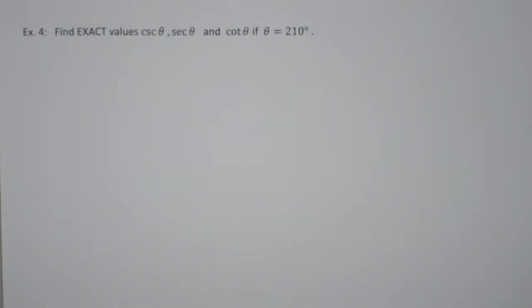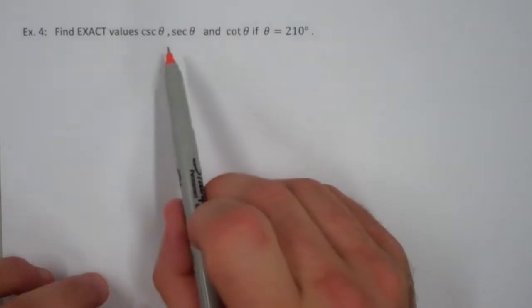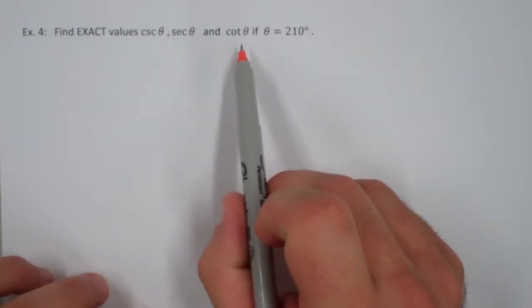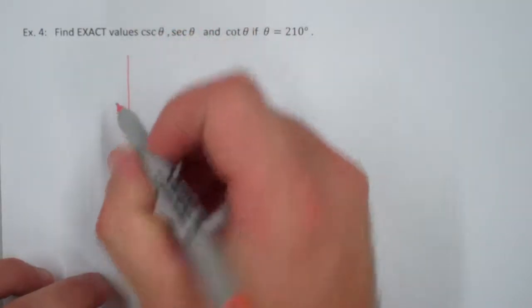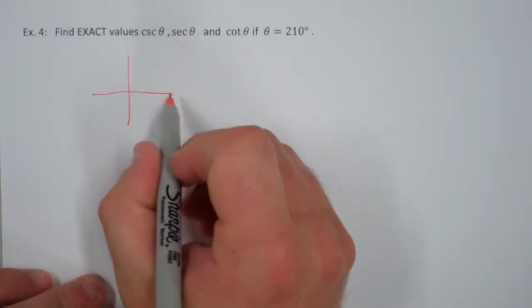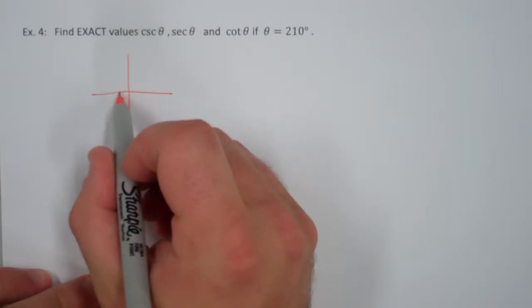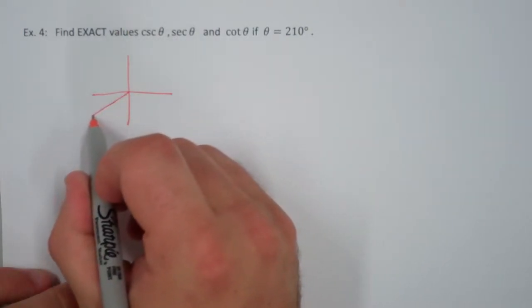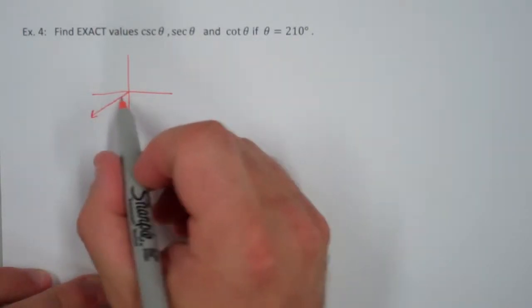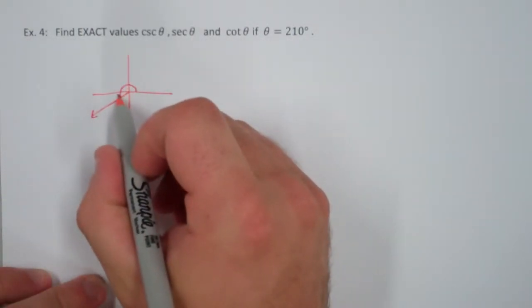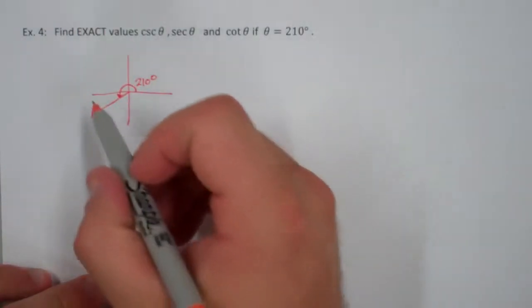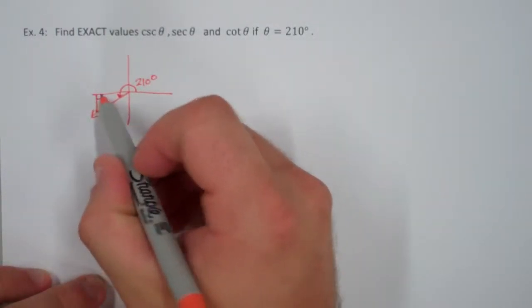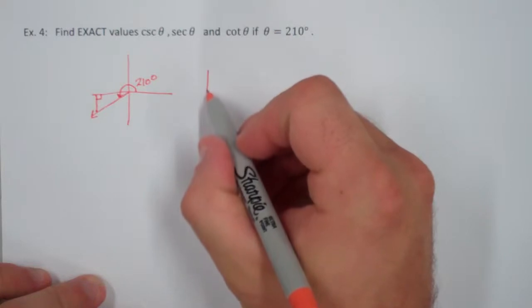In this example, we're going to find the exact values for the cosecant, the secant, and the cotangent if theta equals 210. We'll draw a sketch here, and 210 is going to be 180 and 30 more. So there's our 180, 30 more. This angle right here is 210 degrees. You can form a reference triangle with this if you'd like. I'm not sure if that's too small. I'm going to blow this up for you here.